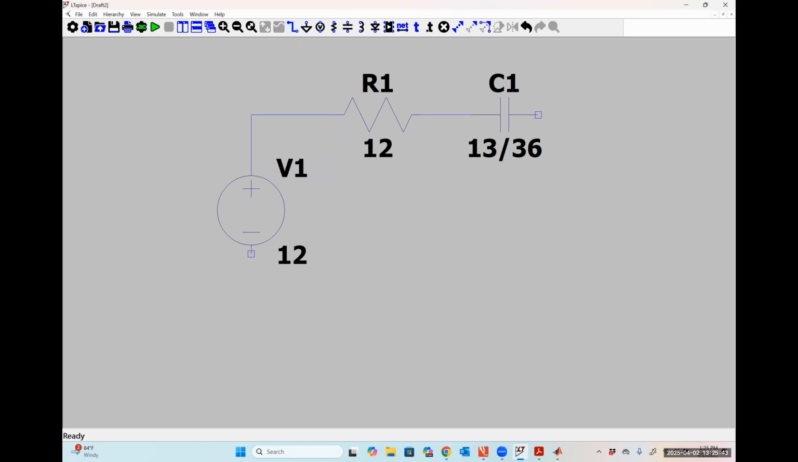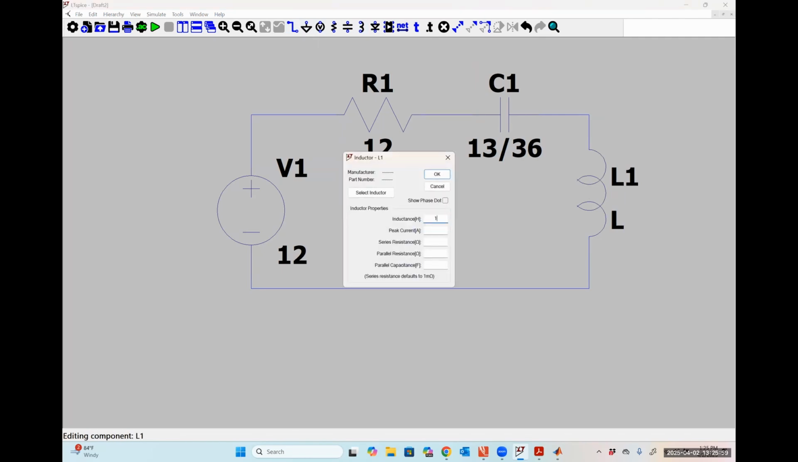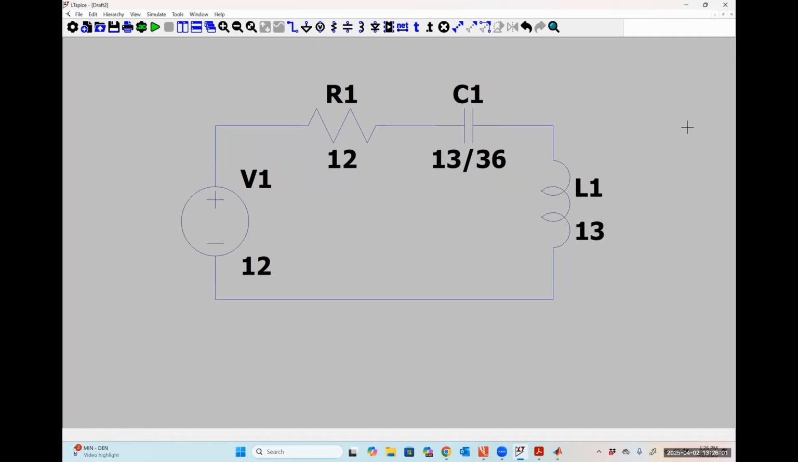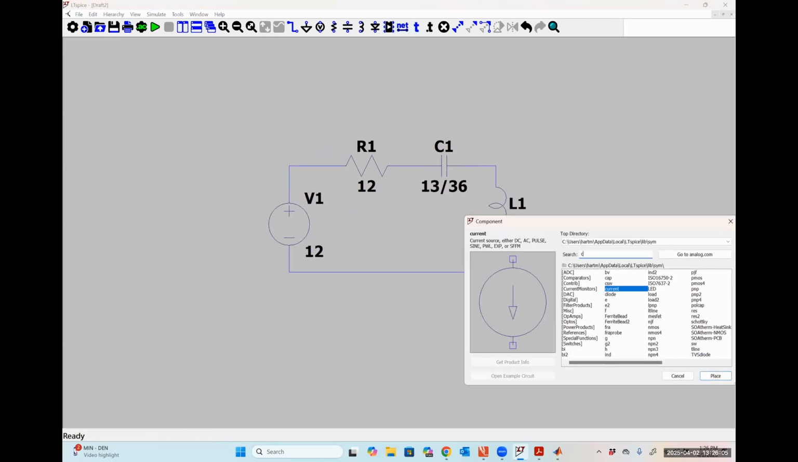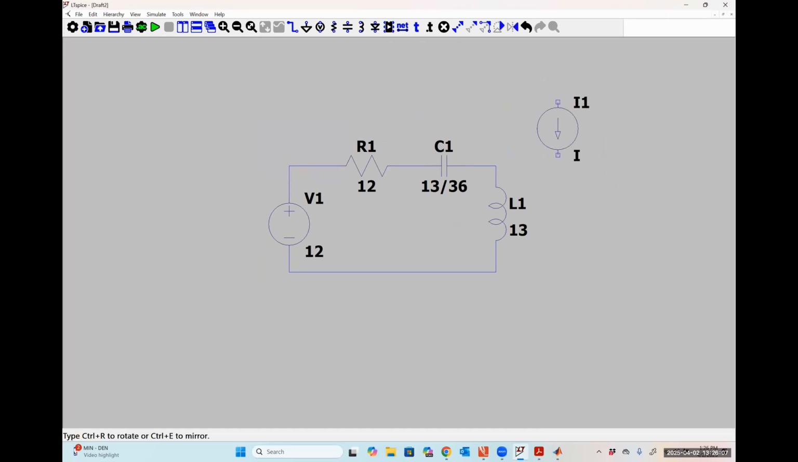During the transient condition, my switch was closed. This is where my inductor is going to go. My giant 13 Henry inductor. And then I'm going to have to put a current source here in parallel. And its direction up. And that was a 2 amp current source, right?